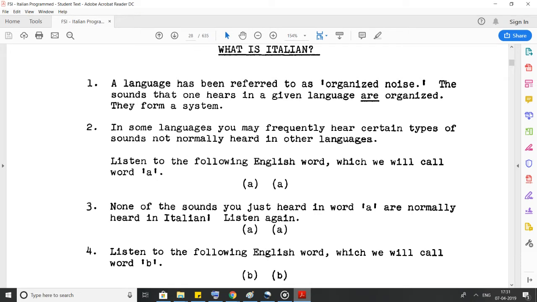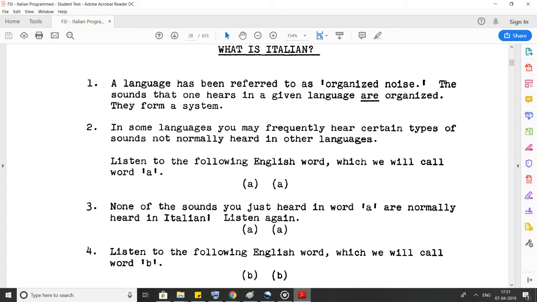Preliminary Unit A. What is Italian? A language has been referred to as organized noise. The sounds that one hears in a given language are organized. They form a system. In some languages, you may frequently hear certain types of sounds not normally heard in other languages. Listen to the following English word, which we will call word A.